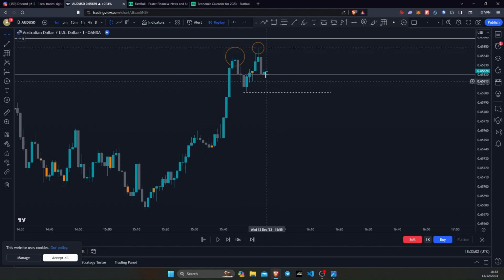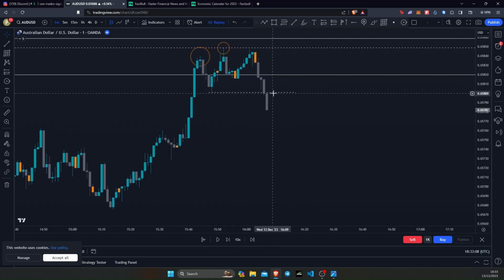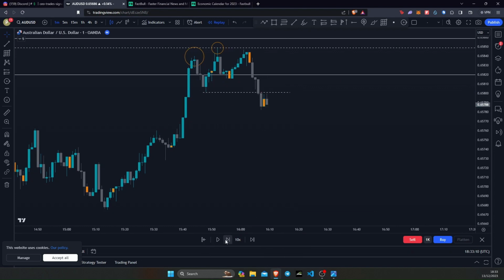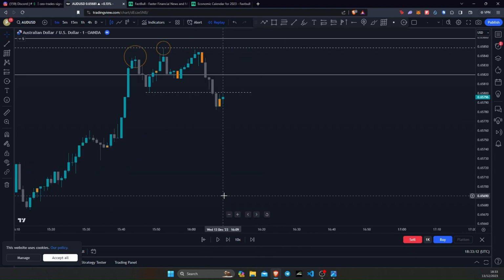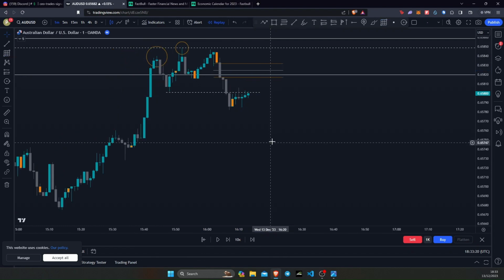So we've now got our third push into this zone. Now what we're waiting for is a market structure shift. And as you can see, we've got our market structure shift right there. From here, what I did is I sent a trade into the group where I had this fair value gap marked up like this.